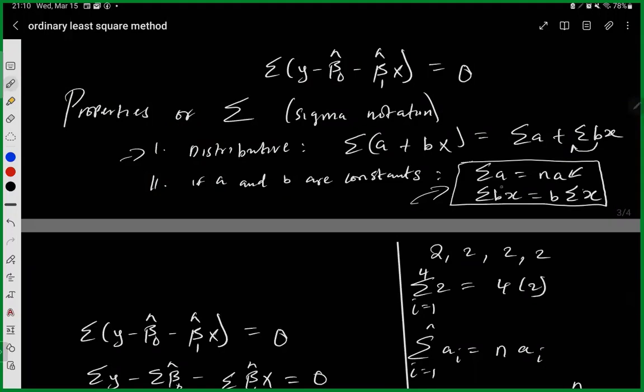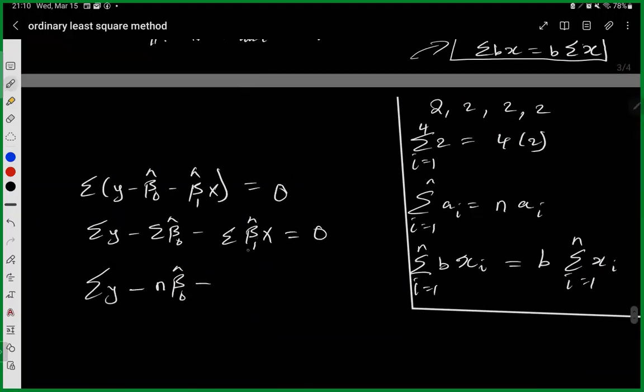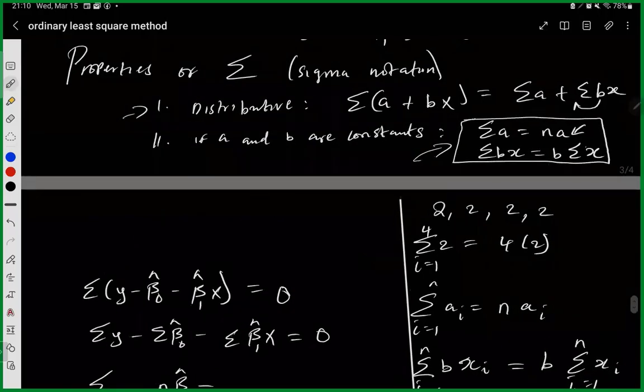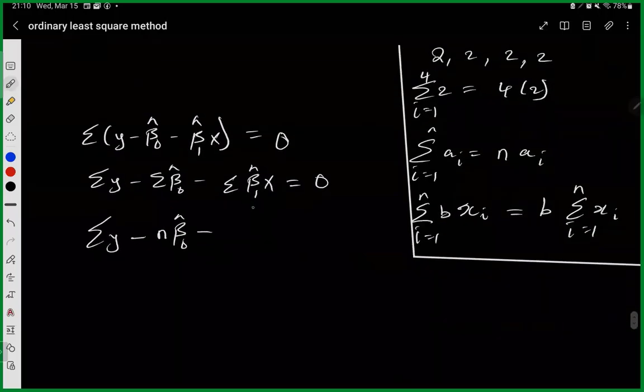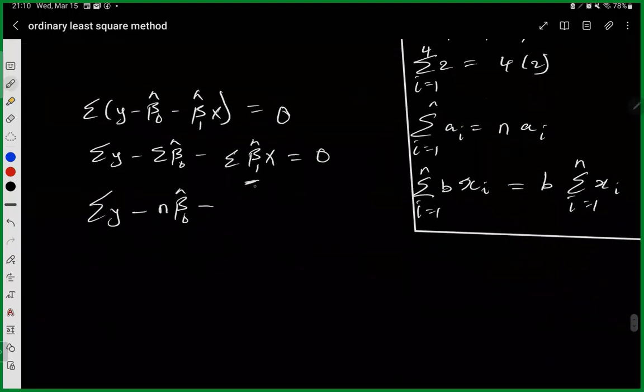property here, since beta 1 is a constant, okay, it's just a number that tells us the relationship between x and y, we can also factor it out from this here, not so? From our properties here. So we have beta 1 hat summation x, this is equal to 0.